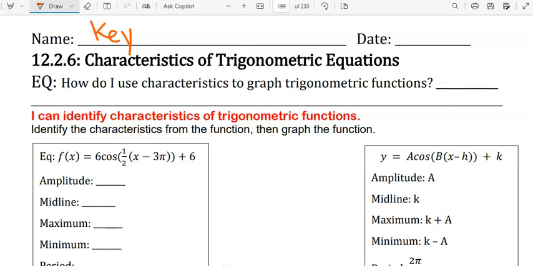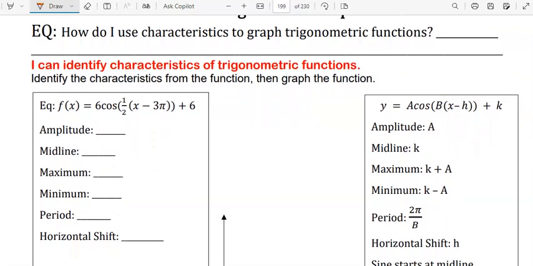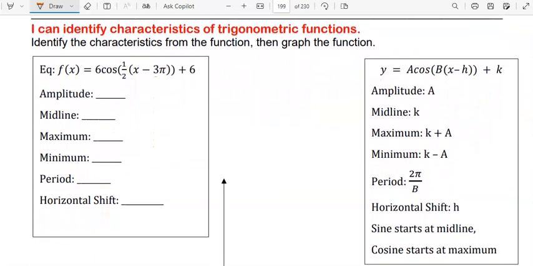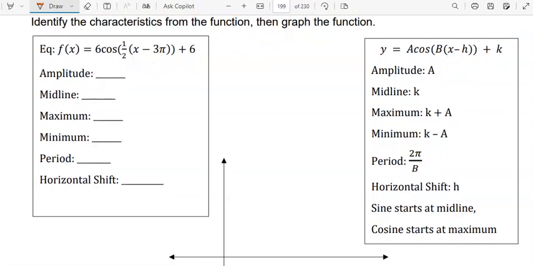12.2.6 Characteristics of Trigonometric Equations. Essential question: how do I use characteristics to graph trigonometric functions? Skill: I can identify characteristics of trigonometric functions. Identify the characteristics from the function, then graph the function.